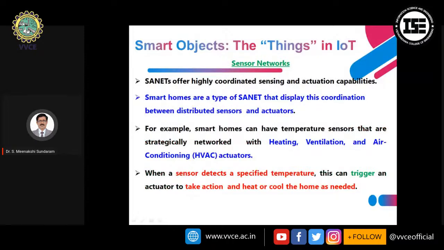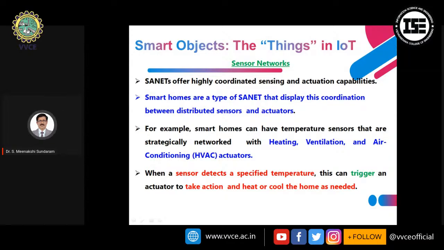So SANETs offer highly constrained or coordinated sensing and actuation capabilities. For example, smart homes are a type of SANET that display this coordination between the distributed sensors and actuators. We know the motions and we know the values we read and how things are actually taking place, for example, in a smart home. And similarly, the HVAC, the heating, ventilation, and air conditioning systems.